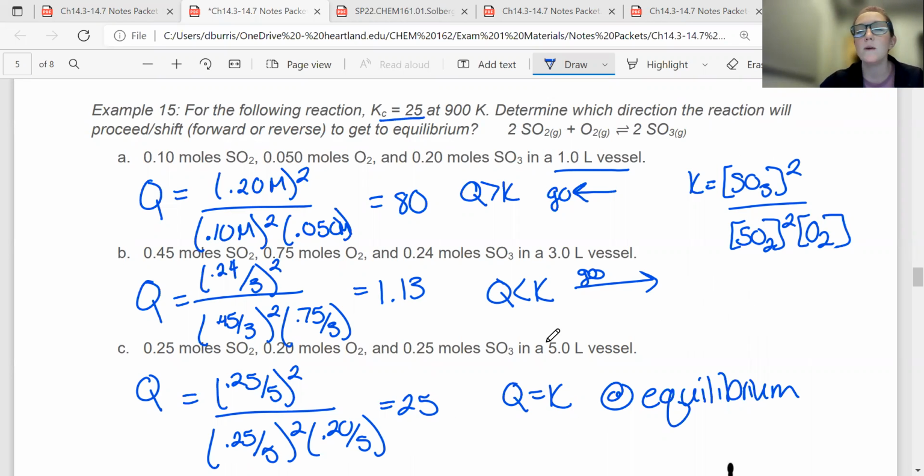All right. One way that people have told me they remember is whichever way your greater than or less than sign is pointing is which way it's going to go. But that would require that you always write Q is greater than or less than K. So if Q is greater than K, it's pointing in that direction. It's going to go to the reverse. If Q is less than K, it's going in that direction. So it's going to go forward. So if you want to remember it that way, that's totally fine. But if I ask you to explain why, you should say, well, Q is too big. It has too many products. It has to go in the reverse reaction in order to make more reactants, so it can get to K.